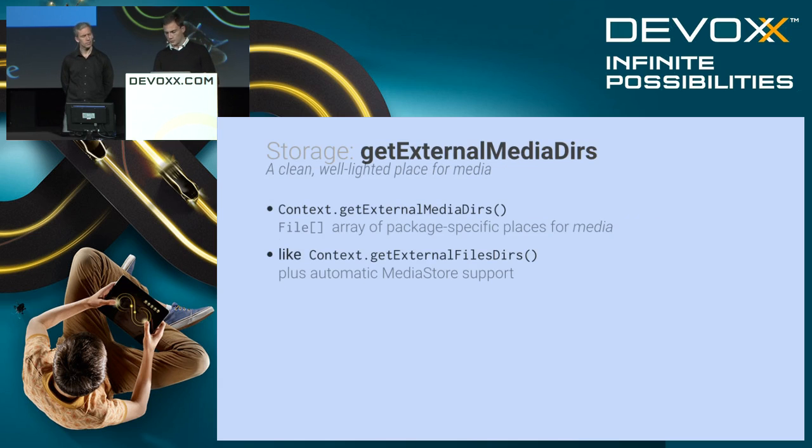You can also use this new get external media dirs on the context object. It returns a file array of all the places where you can put your media files. And we already had a similar API called external files dir. It was a folder where the application was supposed to put its media files, but then you had to talk to the media store to tell the media store that you were putting images or video there so that they could show up in the gallery or other media applications. So get external media dirs will do what the old API was doing, and on top of that, we'll manage the media store automatically for you.